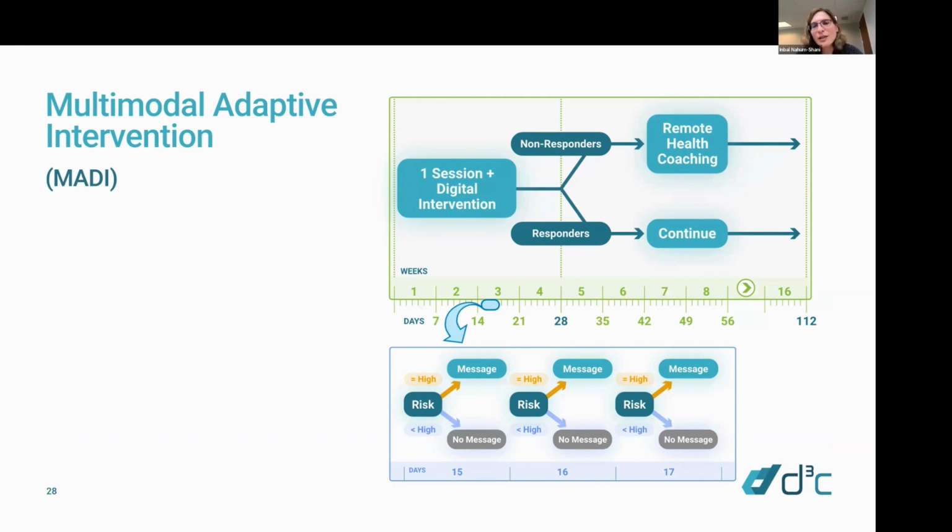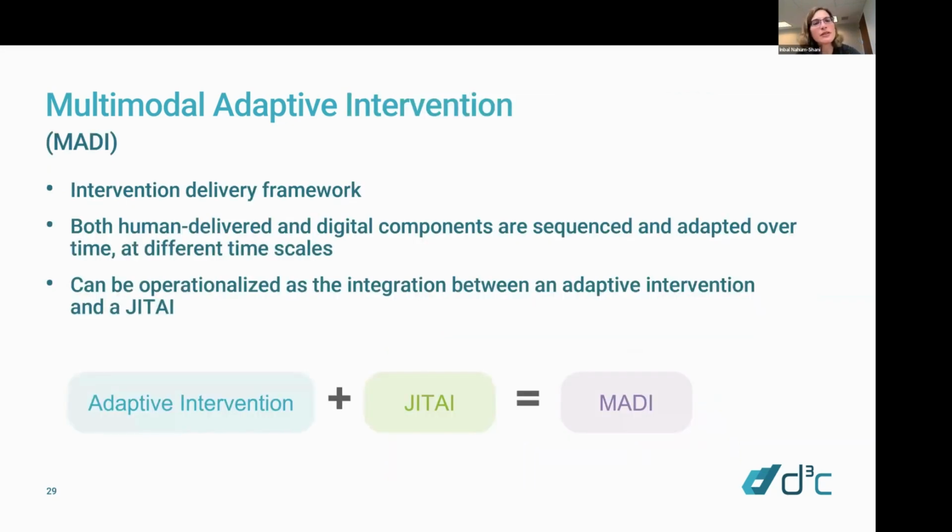So you see, I want to create an intervention in which human delivered components are adapted on a slow time scale, and the digital components are adapted on a fast time scale, meaning that I want to develop a multimodality adaptive intervention. And you can think about a multimodality adaptive intervention as an intervention delivery framework that integrates a standard adaptive intervention and a JEDI. Essentially, it's an intervention delivery framework that is supposed to guide the integration between human-delivered and digital components that are adapted on multiple timescales, slow and fast.